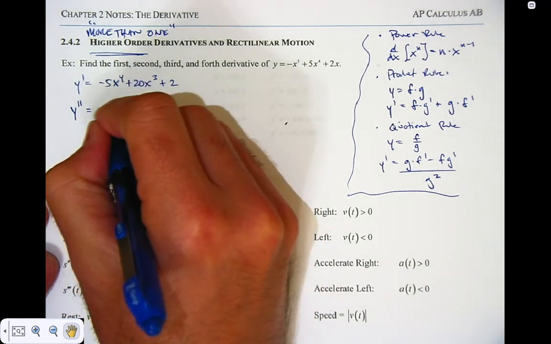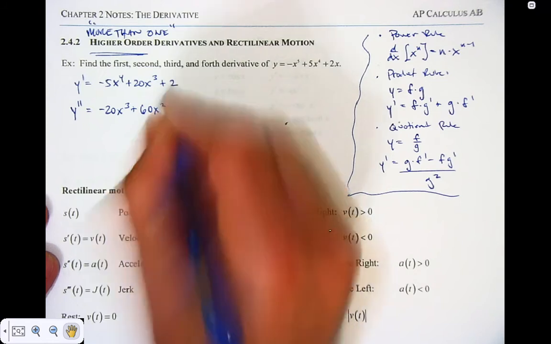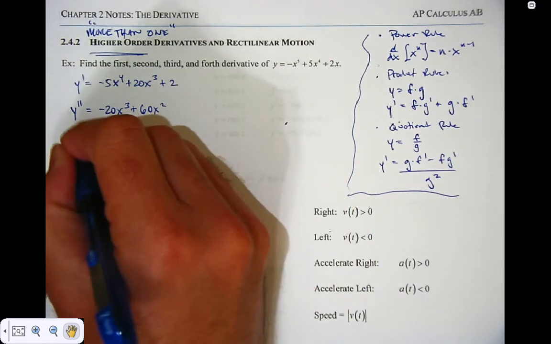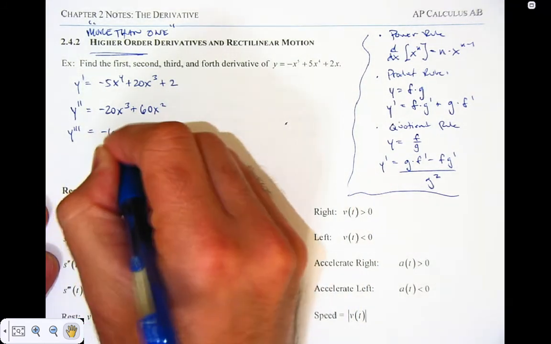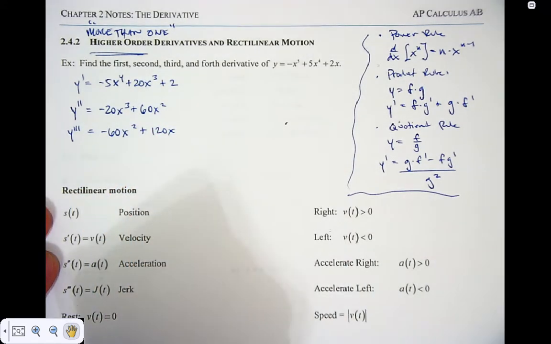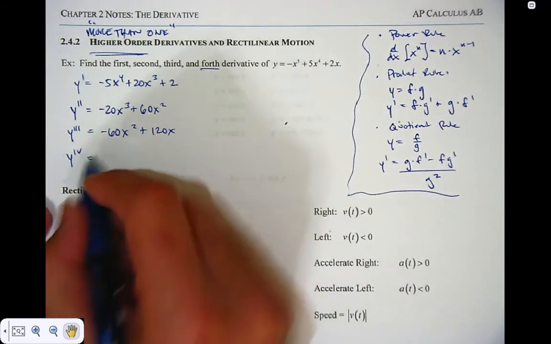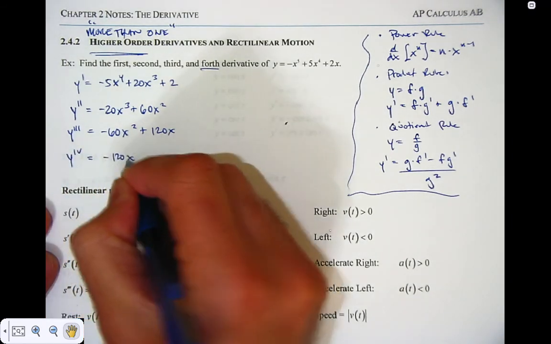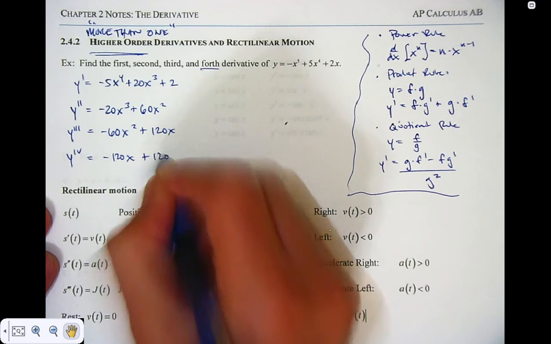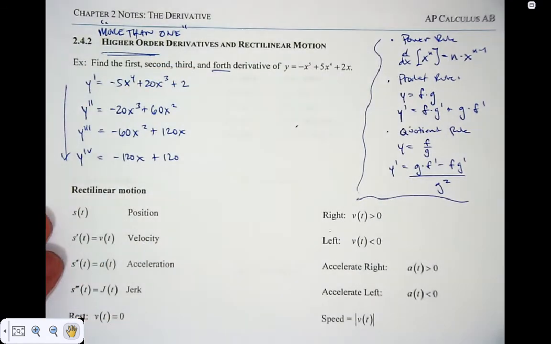This would be negative 20x cubed plus 60x squared plus 0. And then triple prime, we could say, well, that's negative 60x squared plus 120x. Right? And the last one they wanted was the fourth derivative. And so we'll write Roman numerals there. We'll get negative 120x plus 120. And so higher order derivatives is simply taking derivatives of derivatives.